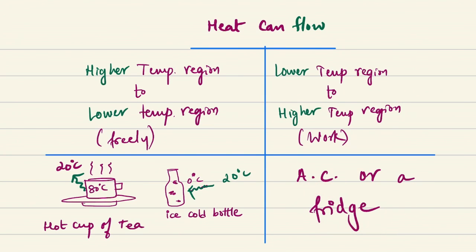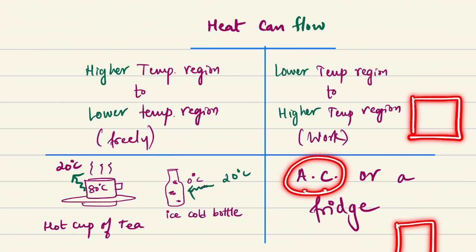Now this air conditioner or a fridge has something called a compressor, and this compressor does work in order to make our rooms and the fridge cooler. So the inside of a fridge or inside of a room, if you're talking about AC, we'll talk about a room. And if we are talking about fridge, we are talking about inside of a fridge.